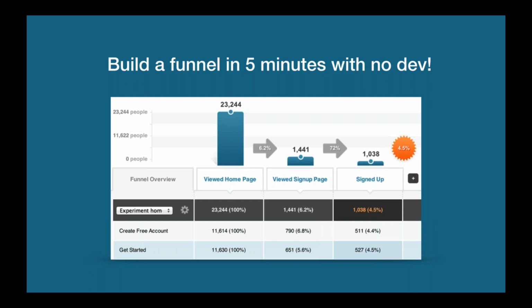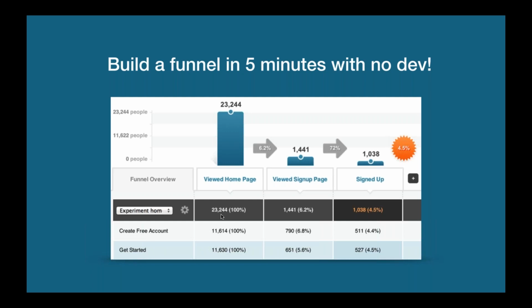Now, another cool thing is the fact that KISSmetrics is directly integrated with tools like Optimizely, right? So you'll notice that we had an experiment on our homepage. We can see that there was a create free account experiment and a get started experiment. And this was simply an A/B test that we ran on our homepage with different things on the call to action button. So one button said create account, one said get started.